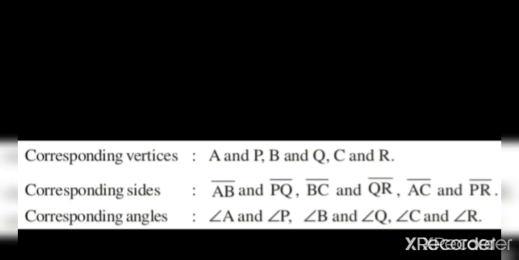So here we can show the correspondence in this way. Match vertices and show the correspondence of the two triangles in this way. We may write it like this also, as triangle ABC corresponds to triangle PQR. Let's understand this by using examples.